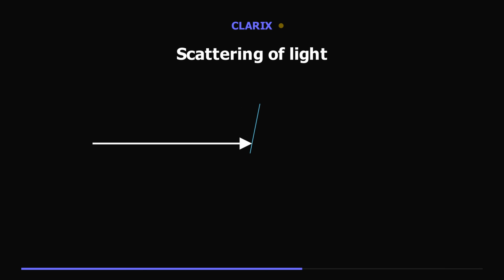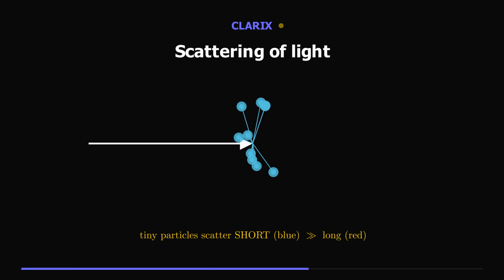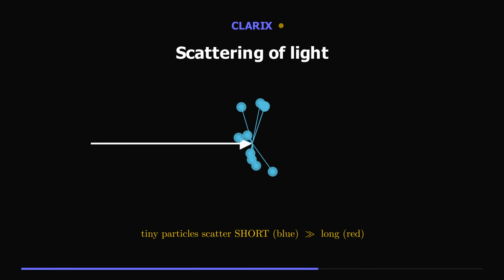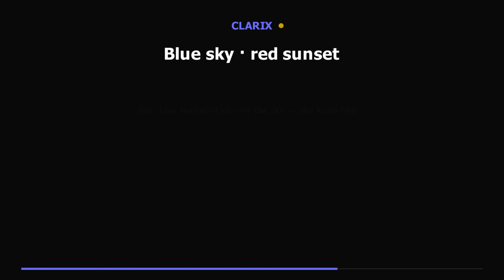Last piece, scattering. When light hits very small particles, air molecules, dust, tiny droplets, it bounces off in all directions. That's scattering, and when it makes a beam's path visible, like sunlight streaming through a dusty room, it's called the Tyndall effect. The key rule: tiny particles scatter shorter wavelengths, the blue end, much more strongly than the longer red end. Now we can answer the big questions.